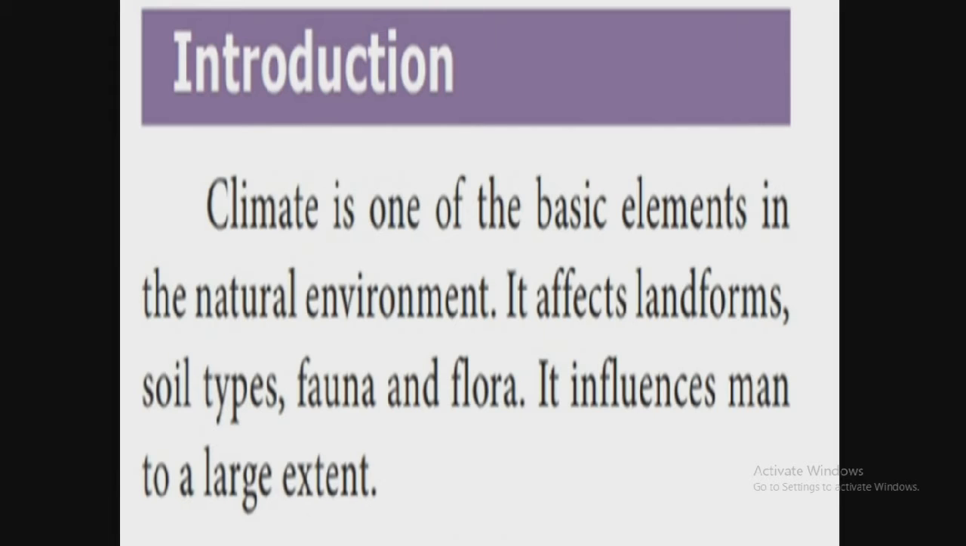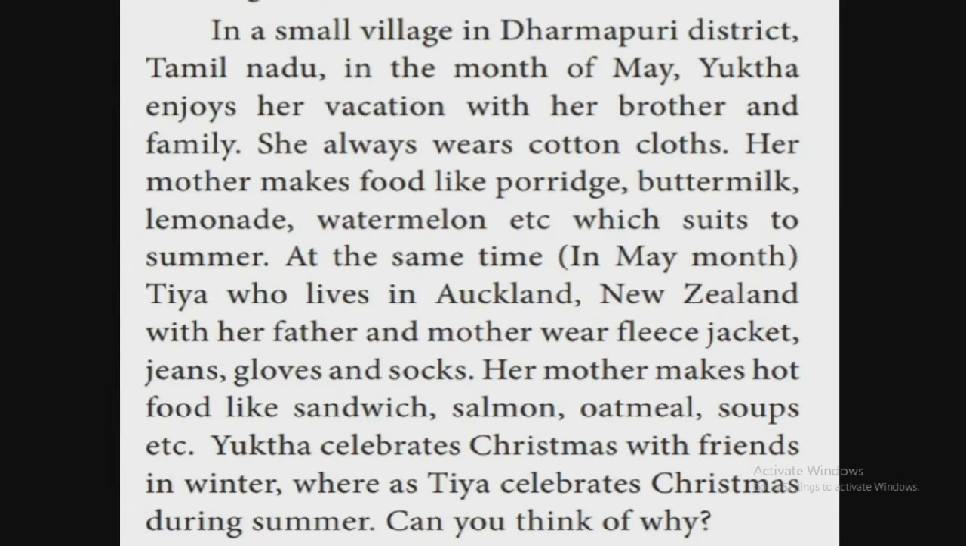They have given a small example to understand what weather and climate is here. We'll see what this example is. In a small village in Dharmapuri district, Tamil Nadu. Dharmapuri district is in Tamil Nadu, isn't it? In the month of May, Yukta enjoys her vacation with her brother and family. Yukta is a girl's name. She is on vacation in the month of May. And where is she staying? She is staying in a small village in Dharmapuri district, Tamil Nadu, enjoying her vacation with her family and brother.